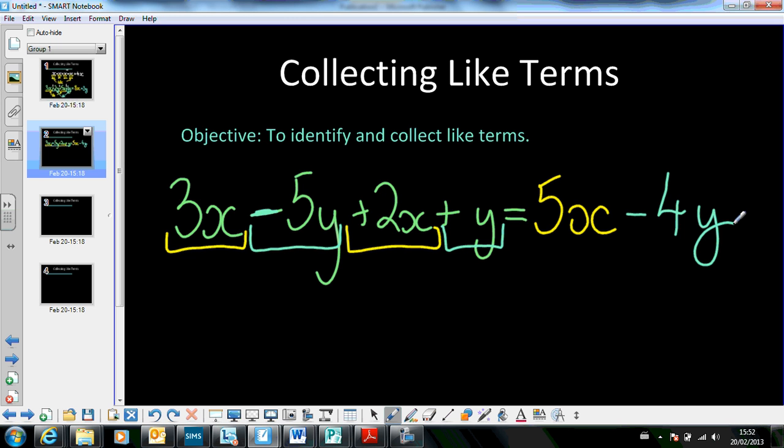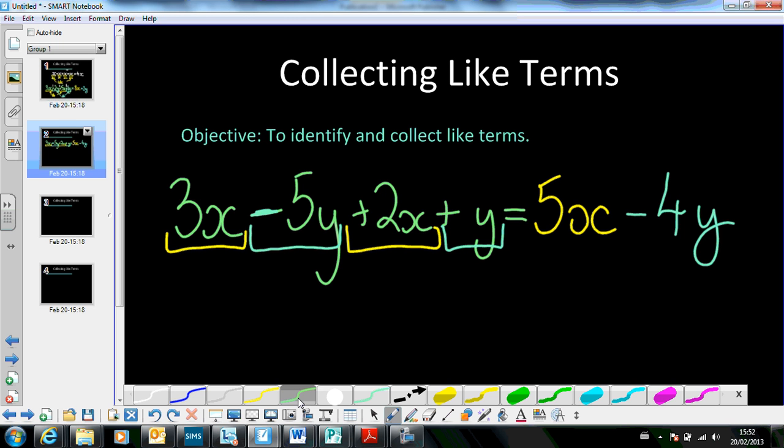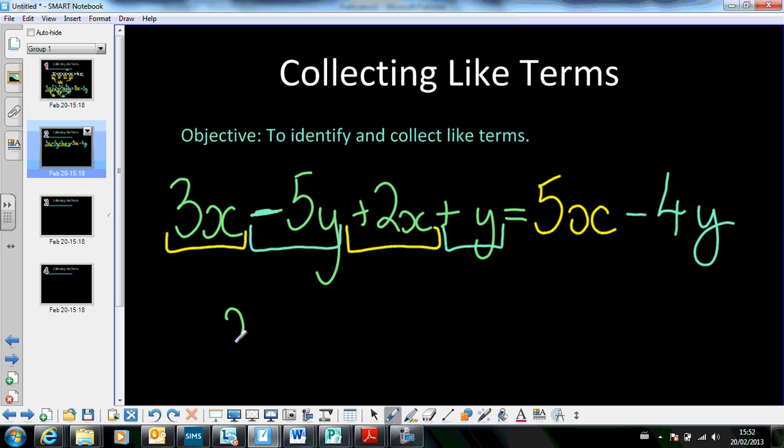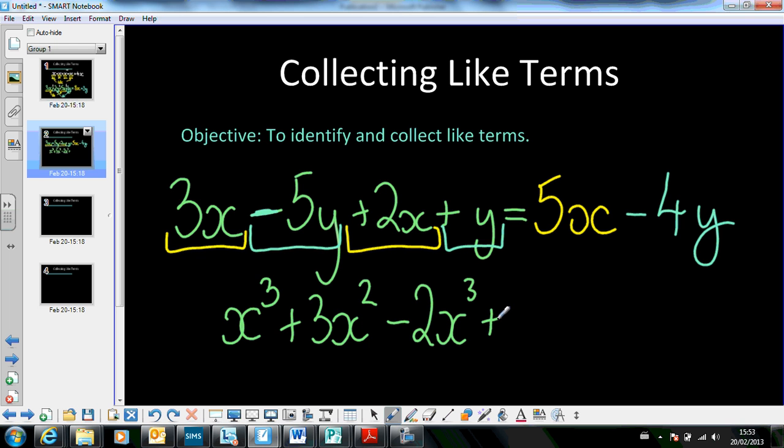And the only other place that sometimes people have a bit of difficulty is when we start asking things like this. What if I had x cubed and 3x squared minus 2x cubed plus 5x squared? I'm going to throw a number in there as well. In fact, I'm going to put a number at the front as well. So 9 plus x cubed plus 3x squared minus 2x cubed plus 5x squared minus 8.